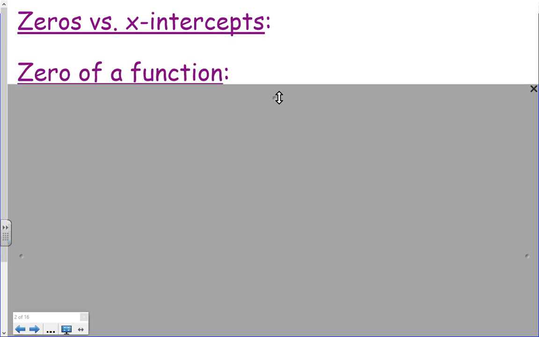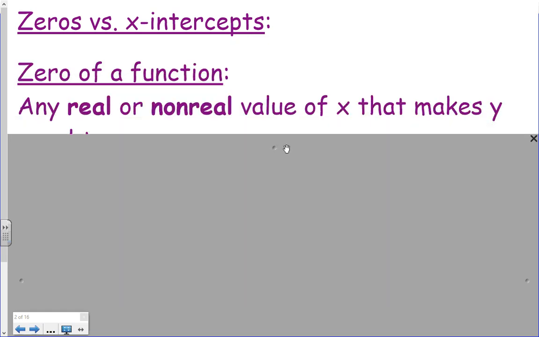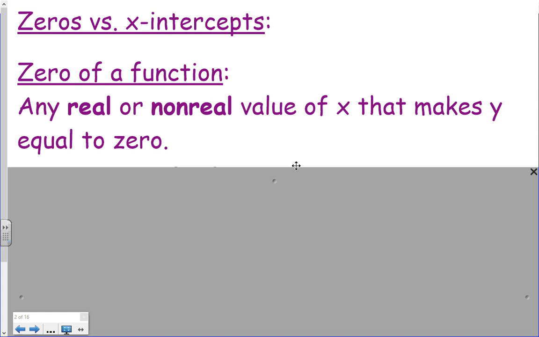All right, let's talk about zeros versus x-intercepts. Sometimes these two terms are used interchangeably. In fact, I find myself guilty of doing that as well. But there is a difference between the two, and we should distinguish between the two here.